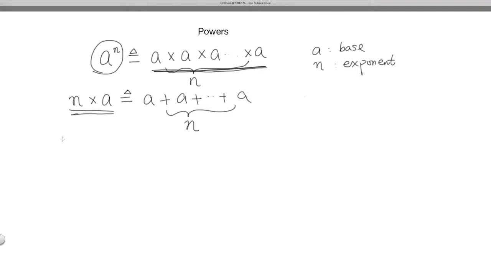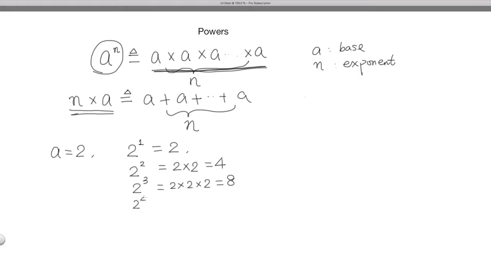And now we're going to look at a few examples to see how the powers are actually used in calculation. So let's first look at a equals 2. In a power sequence, we can look at what's a to the power 1. So 2 to the power 1, we know that it's 2. What's 2 to the power 2? We know it's 2 times 2 equals 4. What's 2 to the power 3? It's 2 times 2 times 2 equals 8. All right, what's 2 to the power 4? It's 2 times 2 times 2 times 2.